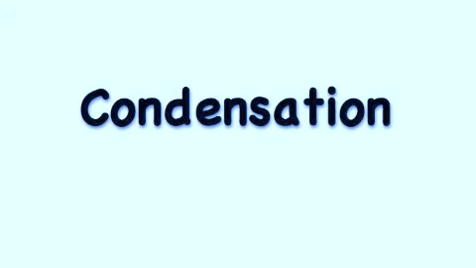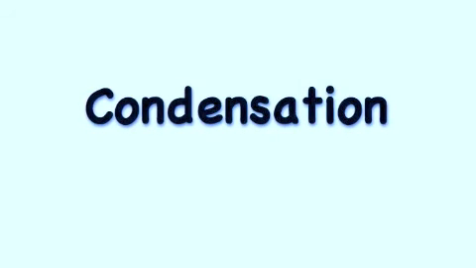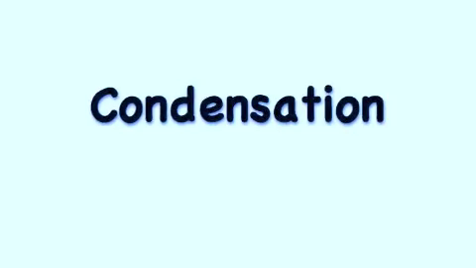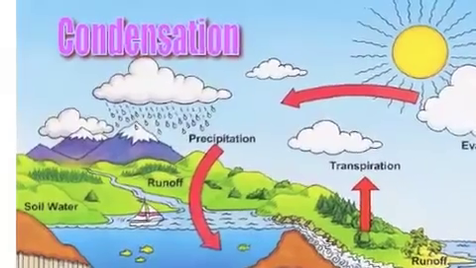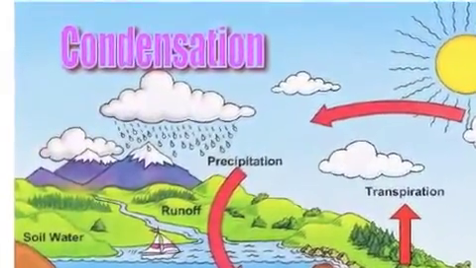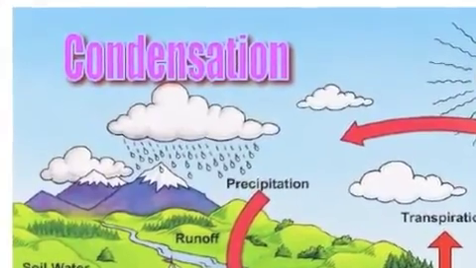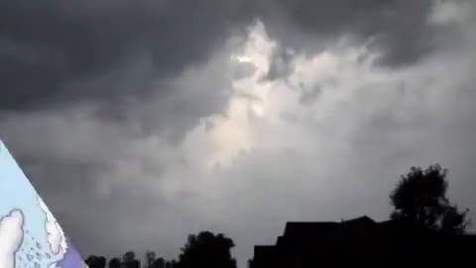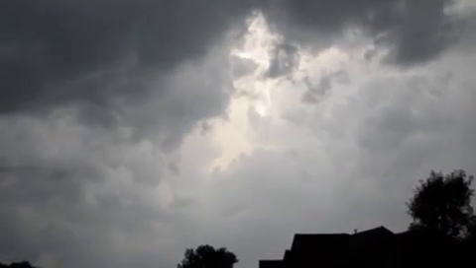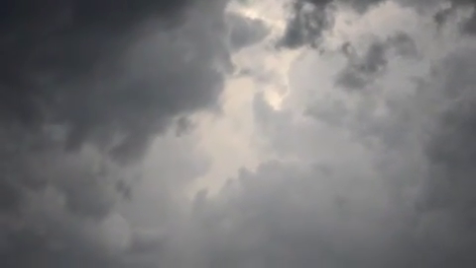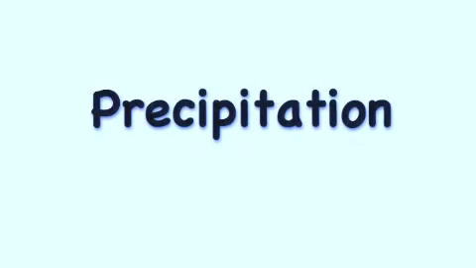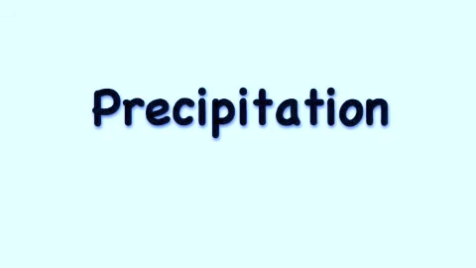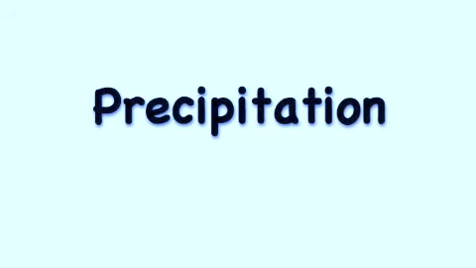The next part of the hydrologic cycle we're going to talk about is condensation. Condensation occurs when the warm water vapor from evaporation and transpiration meet the cool air in the atmosphere, creating clouds. These videos are examples of when condensation has occurred, creating clouds. Once condensation has occurred, we get to our next phase of the hydrologic cycle, which is precipitation.